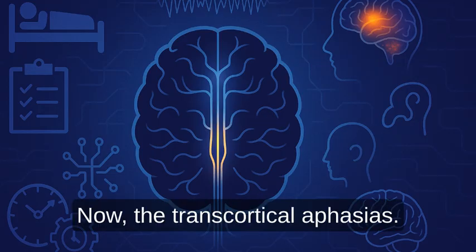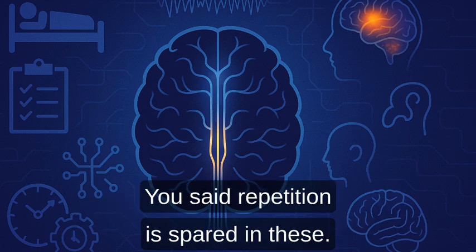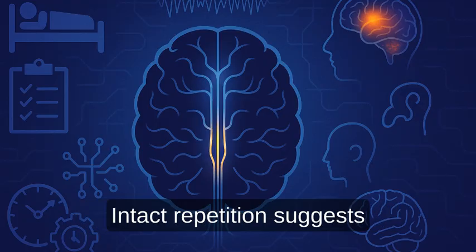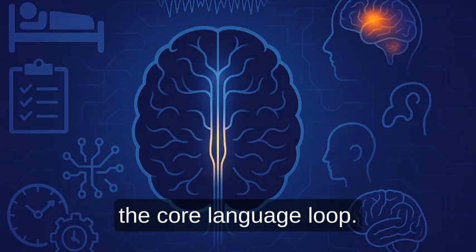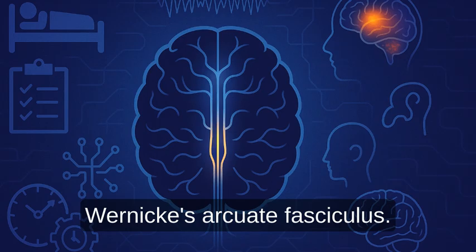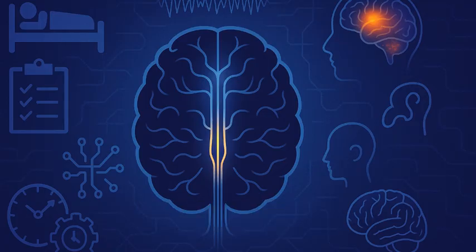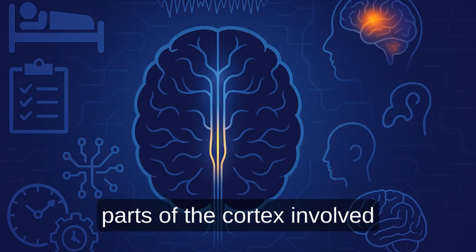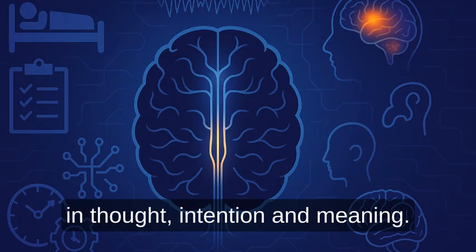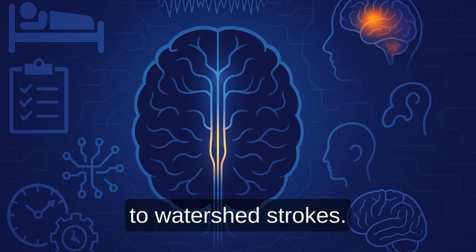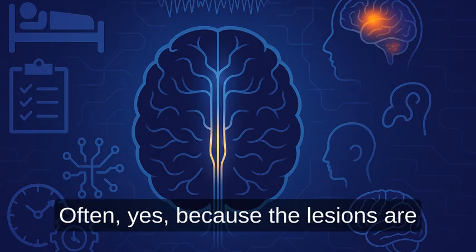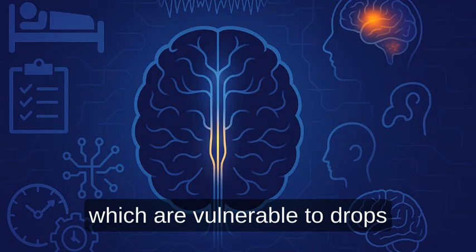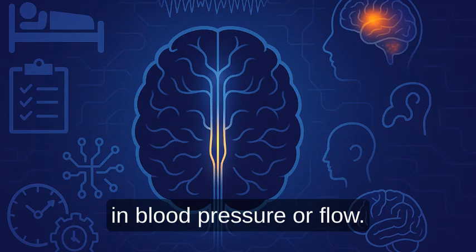Now, the transcortical aphasias, you said repetition is spared in these. Yes, that's the defining feature. Intact repetition suggests the core language loop, Wernicke's, arcuate fasciculus, Broca's, is working. The problem lies in the connections between this core loop and other parts of the cortex involved in thought, intention, and meaning. And they're often linked to watershed strokes. Often, yes, because the lesions are in those border zones between major artery territories, which are vulnerable to drops in blood pressure or flow.